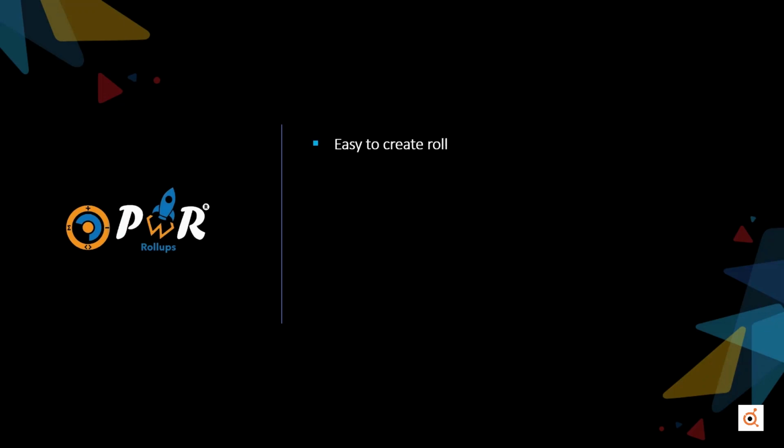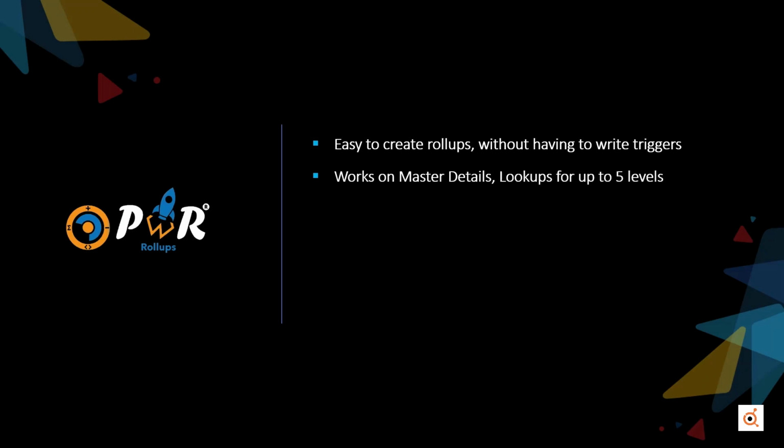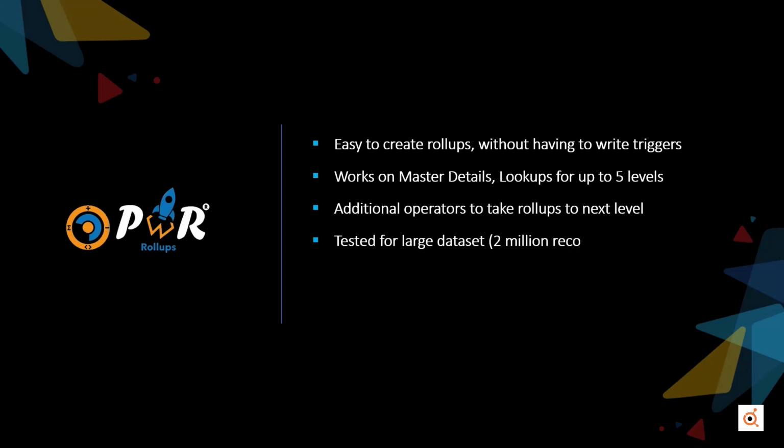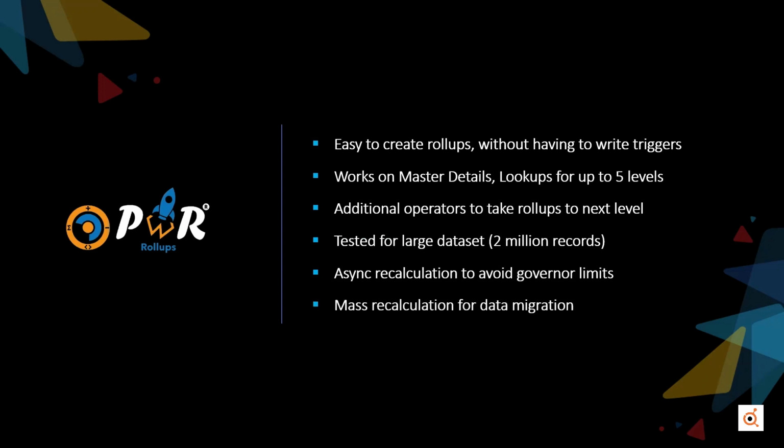Easy to create rollups without having to write triggers. Works on master details, lookups for up to 5 levels. Additional operators to take rollups to the next level. Tested for large datasets up to 2 million records. Async recalculation to avoid governor limits. Mass recalculation for data migration.